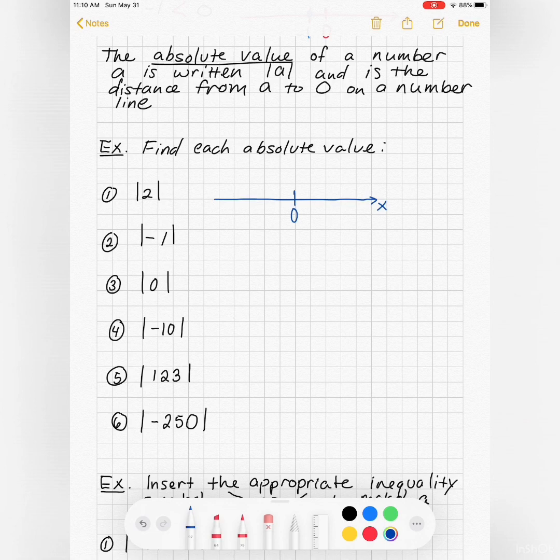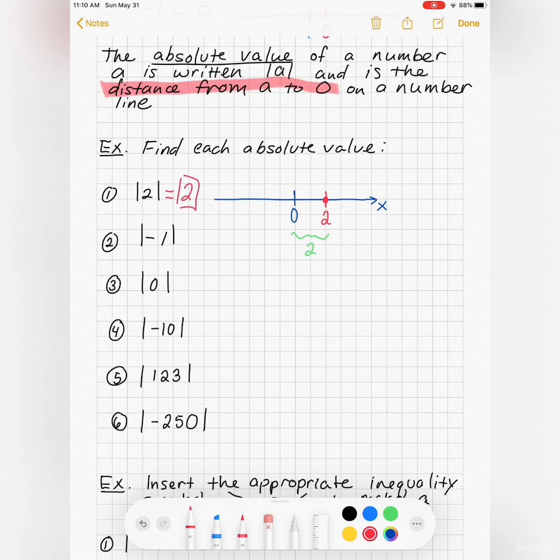So the first one here says the absolute value of 2. So here's 2, right? Okay, so if we read the definition, the absolute value is the distance from A to 0. So that means if I'm looking here, I'm saying, what is the distance from 2 to 0? The distance is 2. Okay, so the absolute value of 2 is just 2.